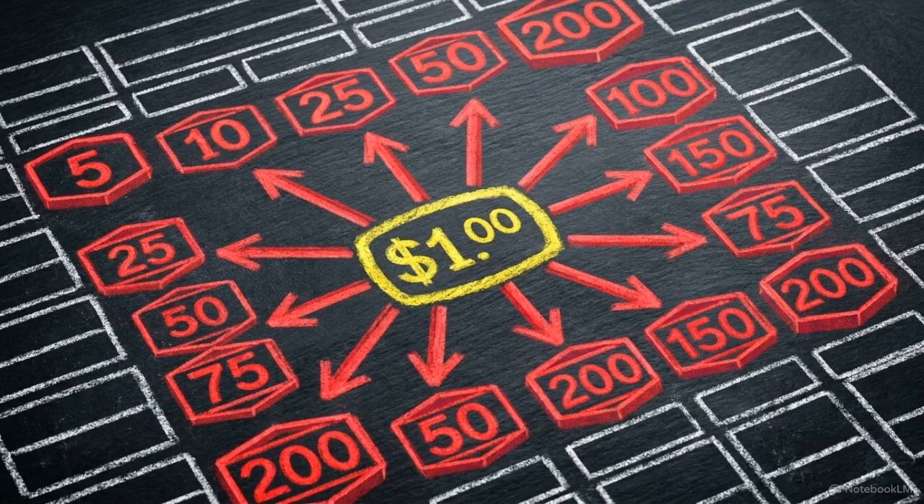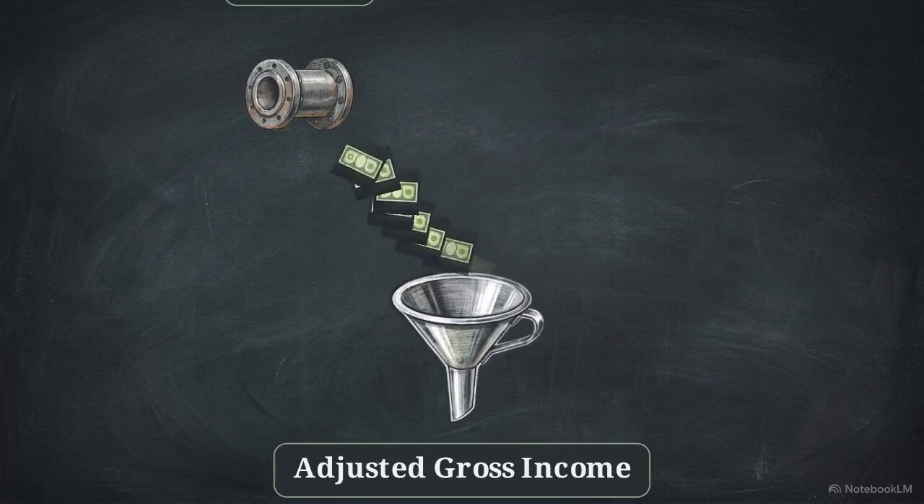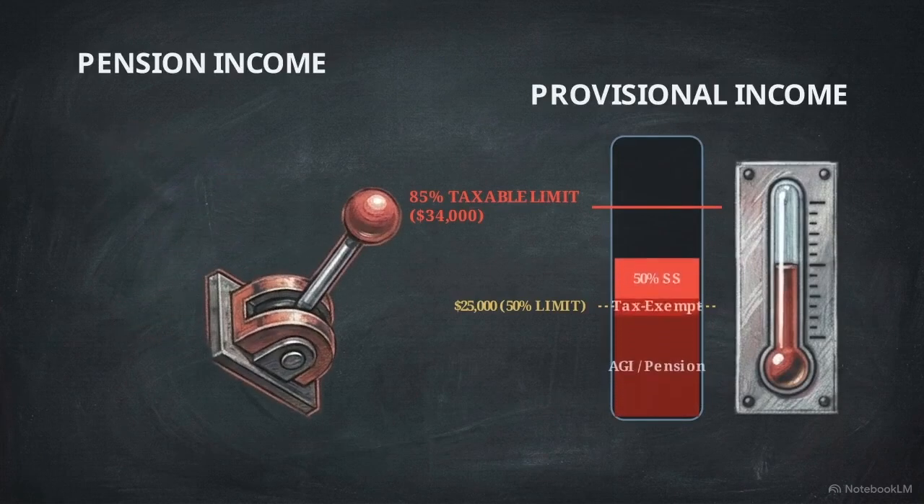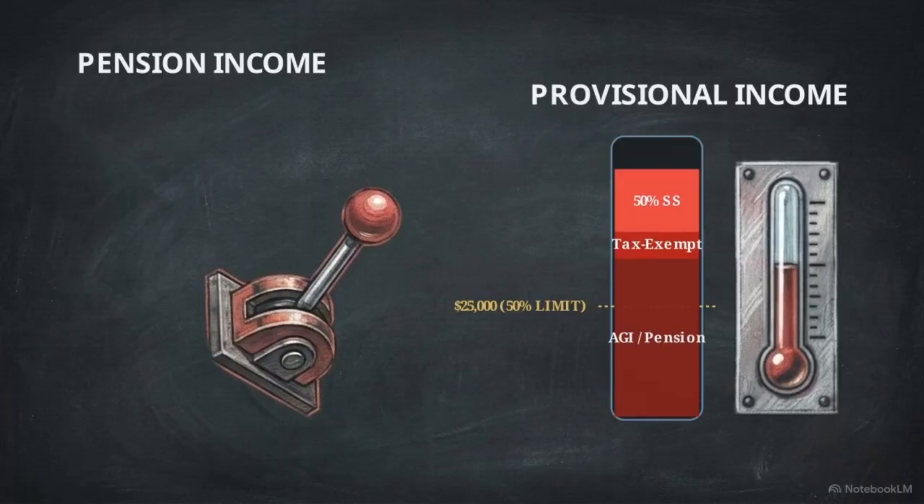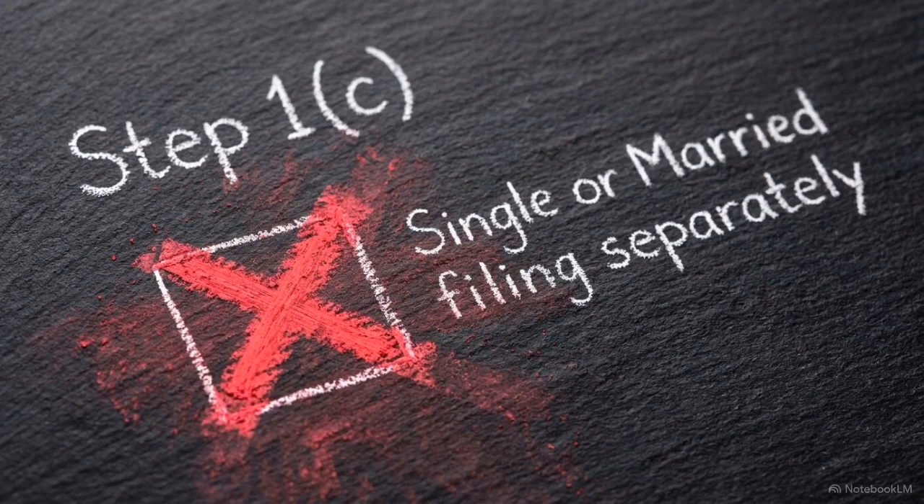Pensions do not receive the preferential threshold exclusions granted to Social Security. Every taxable dollar of a pension flows directly into your adjusted gross income. It acts as the primary lever forcing provisional income past the Social Security taxation limits. Administering that pension creates an immediate trap through a specific IRS document, Form W-4P. If you do not actively submit this form, the law requires your pension payer to use a rigid default setting, withholding taxes as if you are a single filer with zero adjustments.